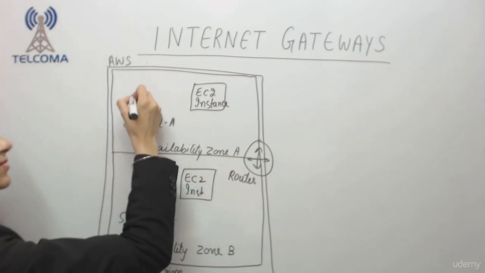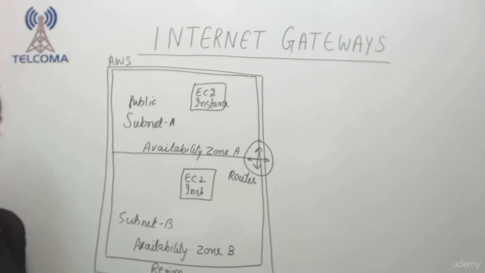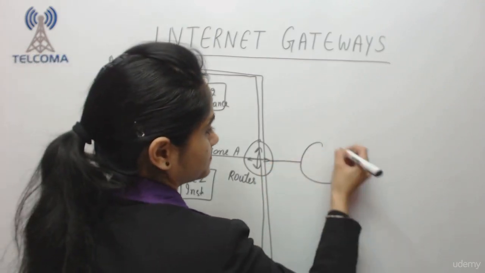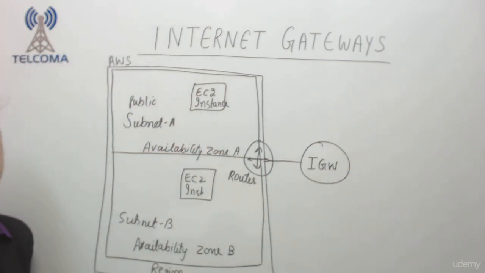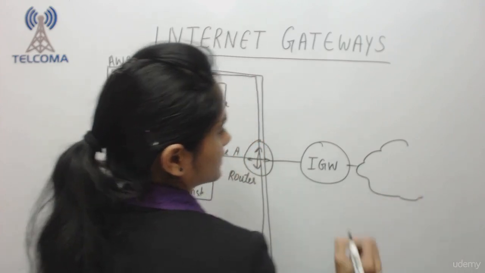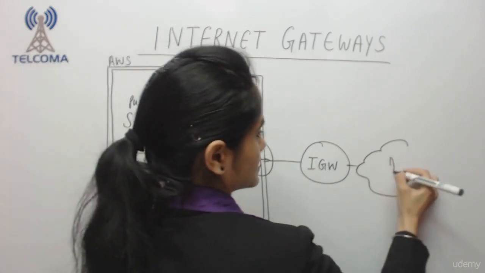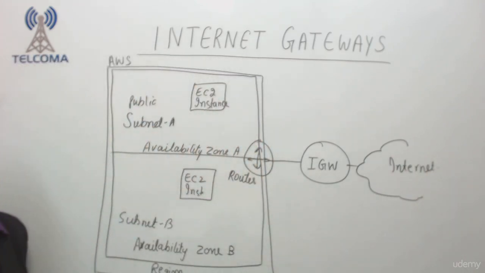Now we have a public subnet. This is one public subnet. Now this router is connected to the IGW, which is the Internet Gateway, and further it is connected to the Internet. That's why it's named a gateway, because it provides a gateway to the Internet.